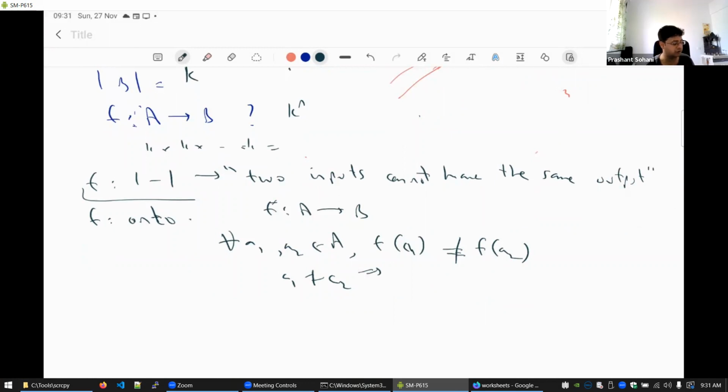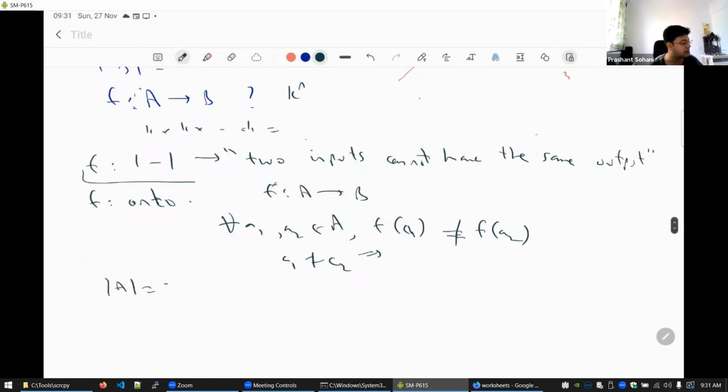Suppose we put this condition and ask the same question again. Let's say A has 3 elements and B has 4 elements. Then count how many 1, 1 functions are possible, where f is 1, 1. So how many such functions can we create?